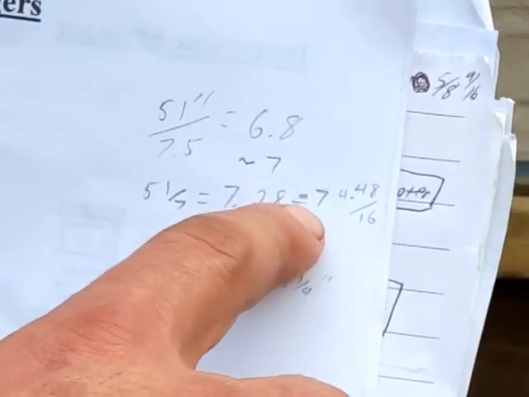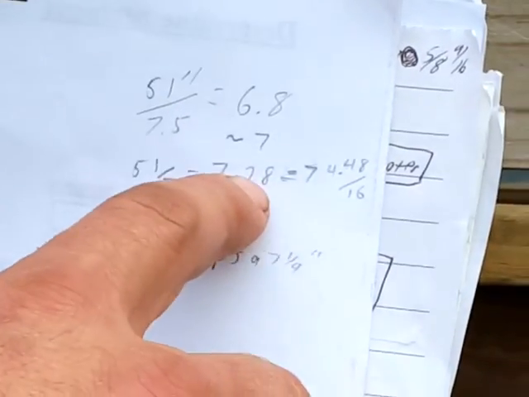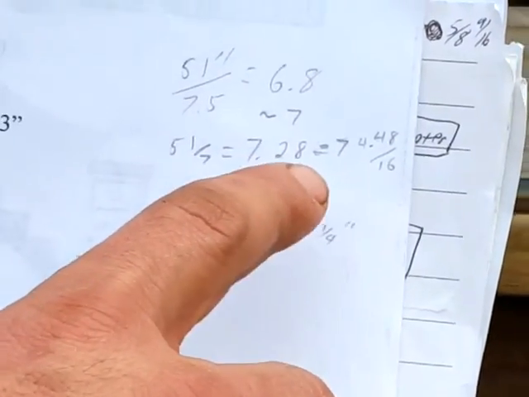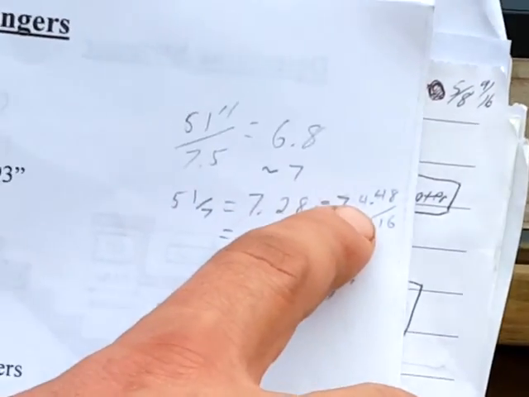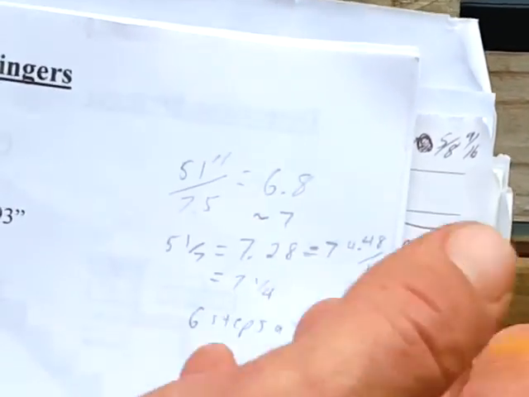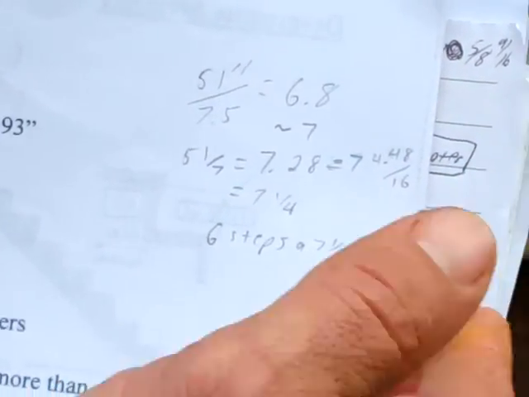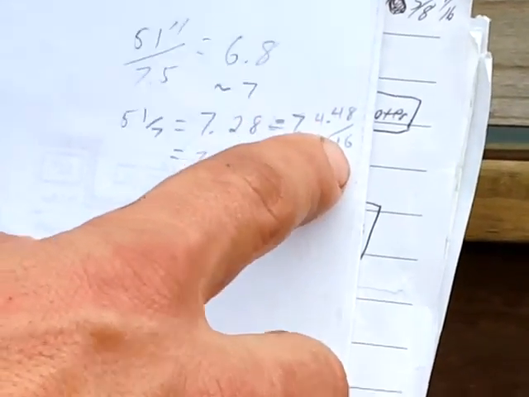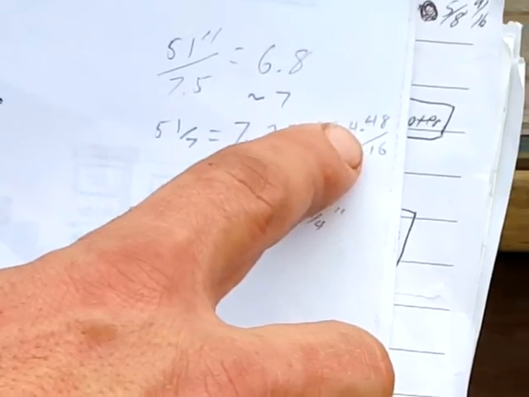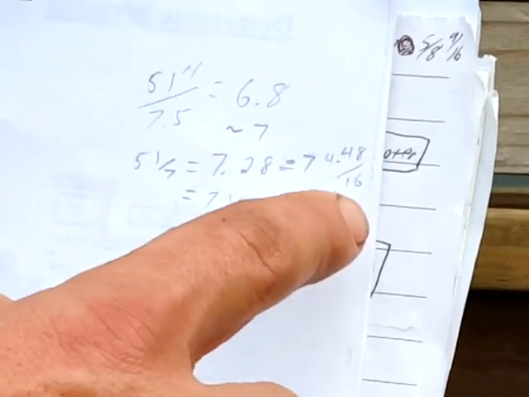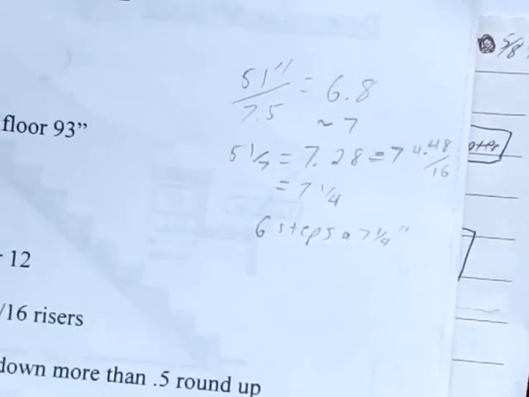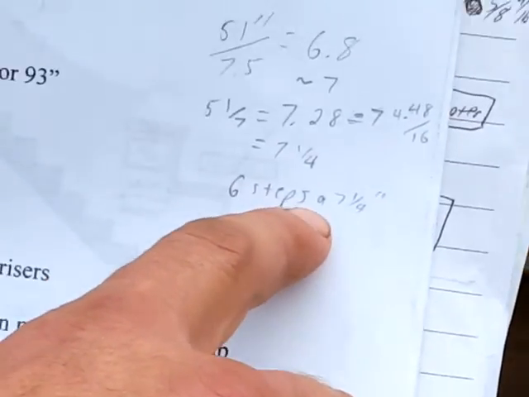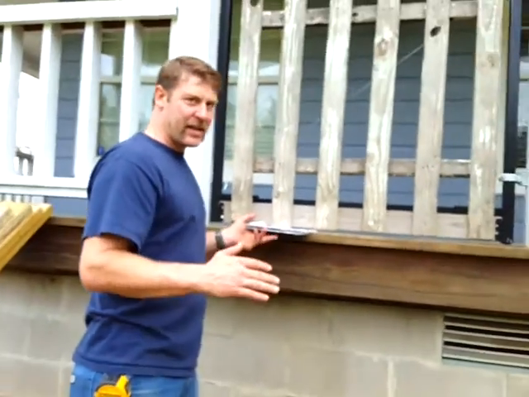To change that 0.28, we know it's 7 inches, but how many 16ths of an inch? So multiply 0.28 times 16, that gives you 4.48 sixteenths, and you're going to just round that up or down to make it an even 16th. So I'm going to use 4/16, which is 1/4. So I'm going to have a 7 1/4 rise for every step. Okay, so it'll be a total of 6 steps at 7 1/4 inches. The tread is 11 inches.